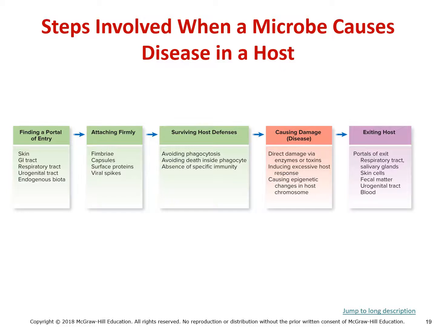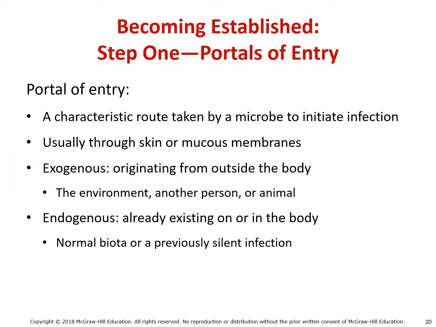And as a result, the body becomes an unfavorable environment for them, and so they want to get out through the portals of exit. So let's go through each one of these steps, starting with step 1, the portals of entry. This is typically the pathway through which microorganisms get in to cause infection. Many times it's through the skin or our mucous membranes that line our gastrointestinal and respiratory pathways, even our genital pathways. Basically, any hole to the outside world should have mucous membranes.